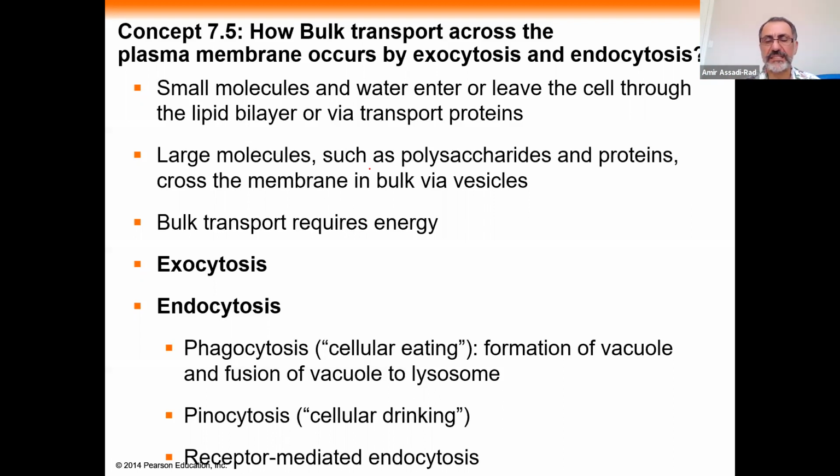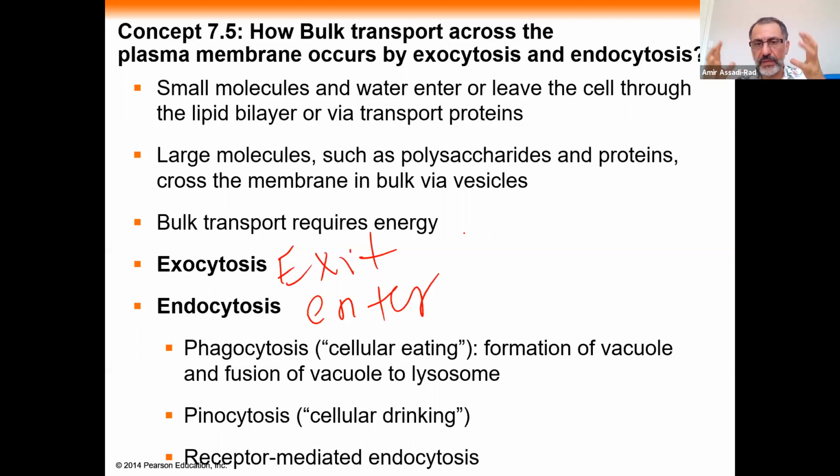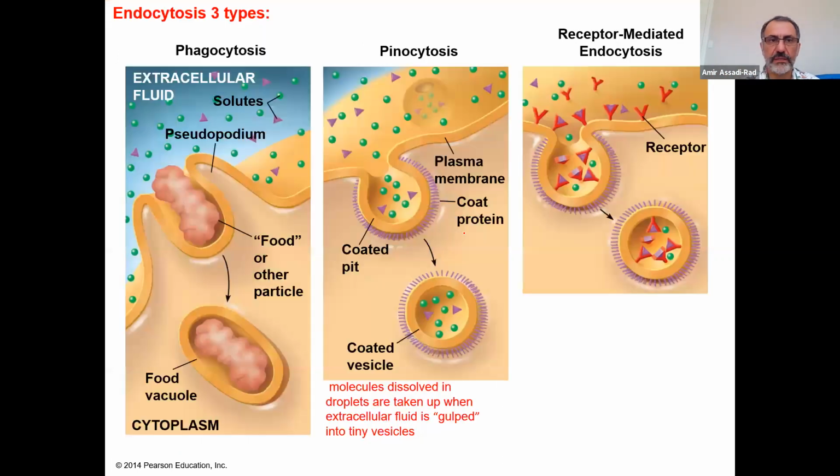Bulk transport requires energy. Exocytosis means the bulk molecules exit the cell, and endocytosis is when they enter the cell. Phagocytosis is formation of vacuoles, cell eating. Okay, you will see it in a minute. Pinocytosis is cell drinking, and you will see it right here. Phagocytosis: a big, huge molecule right here.